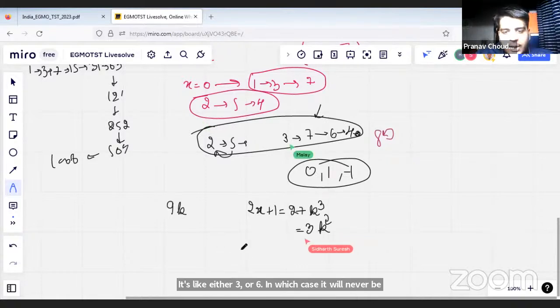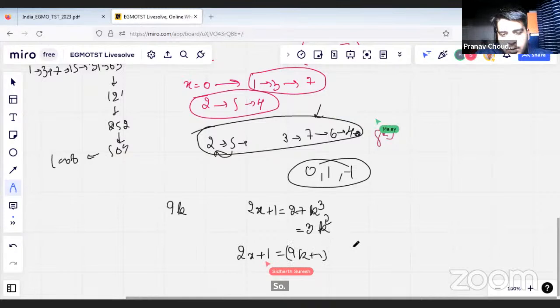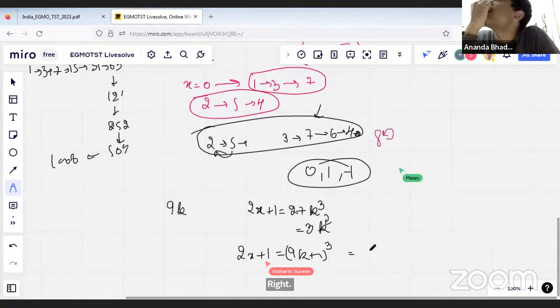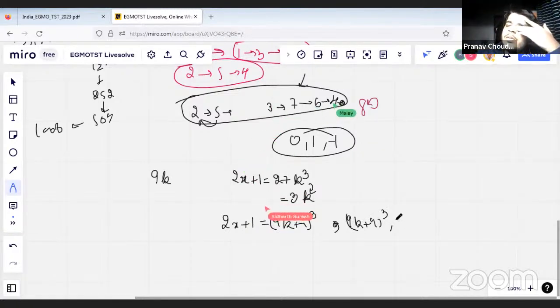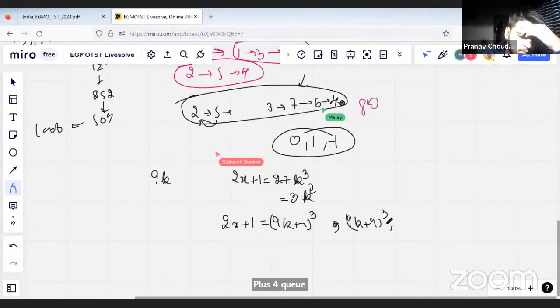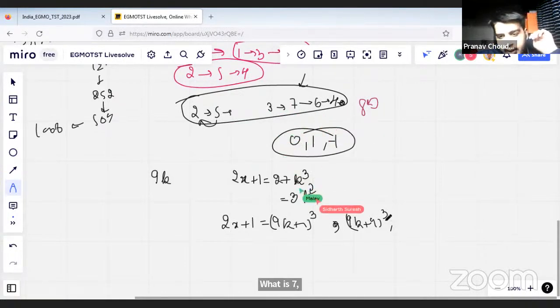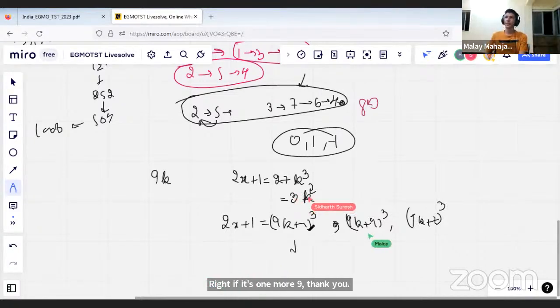If it's 1 mod 9, so it should be like 9k plus 1 cube something. Right? No, it can be 9k plus 1 cube or 9k plus 4 cube, or, what is 7 cube? 343, right? Or 9k plus 7 cube. If it's 1 mod 9, the cube. Yeah. And in the next step, this will be 9k plus 1, 4, or 7.